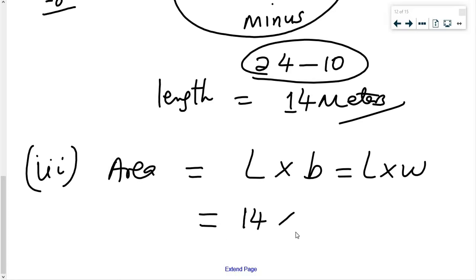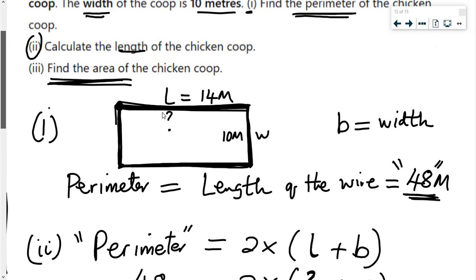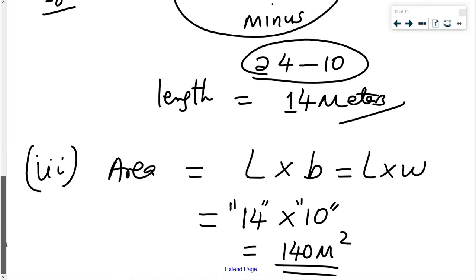We got 14. How much is the breadth? We were given 10. What is 14 into 10? Answer is 140 meter square. That's the area. Length 14, breadth 10. Look here. What is length into breadth? 14 into 10, 140. Next question.